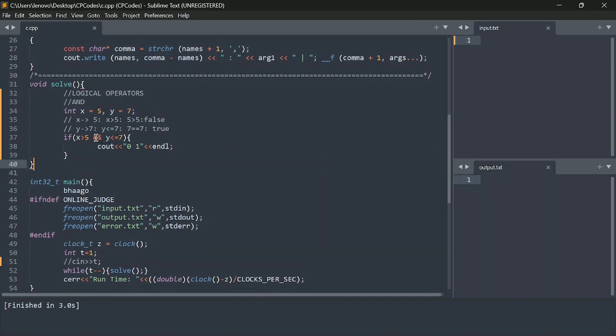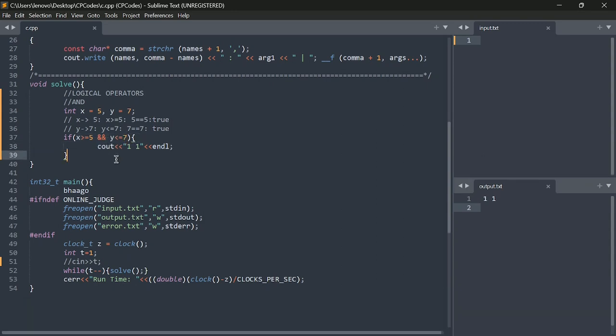But what if I do this? What did I just do? I made it so that x should be greater than or equal to 5. That means we have added an equal to operator also, so 5 is equal to 5, which is true. So in this case, both the conditions are true. Let's test it out. You just saw that we got 1 and 1. The block got executed because both the conditions were true. I hope you are clear with the AND operator.